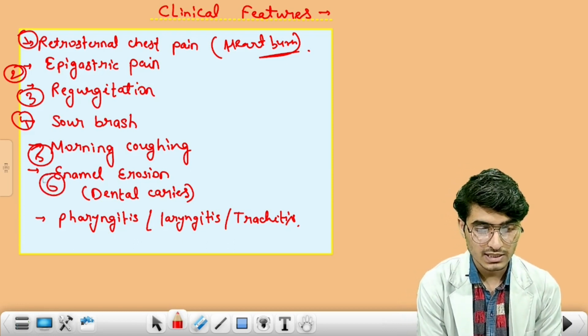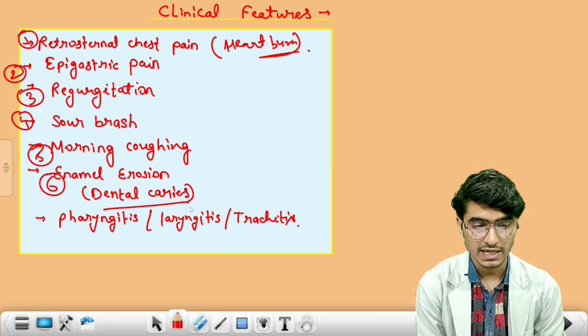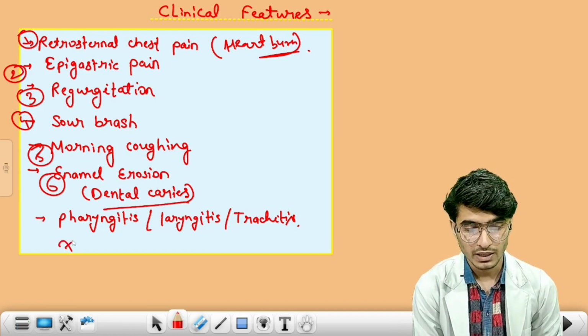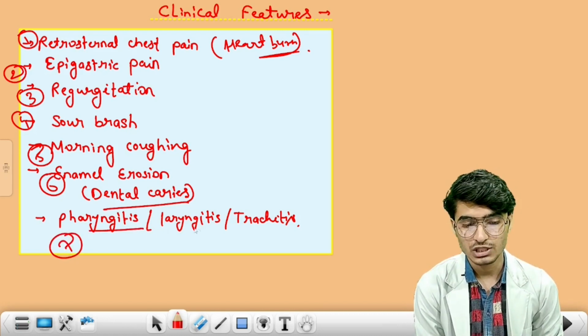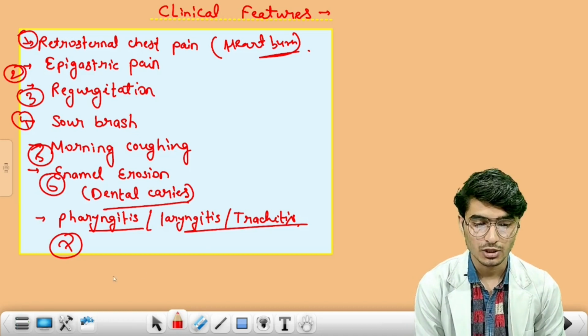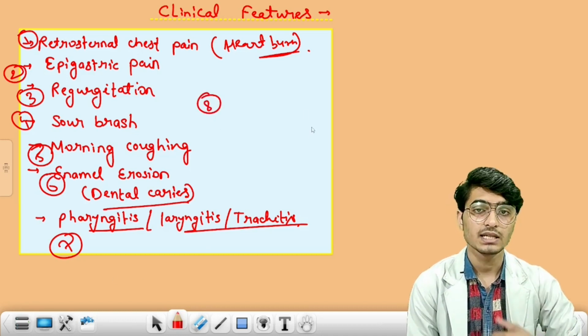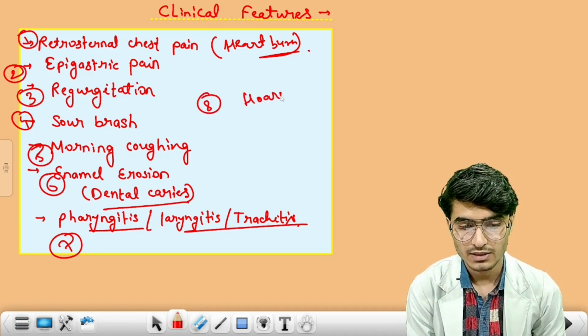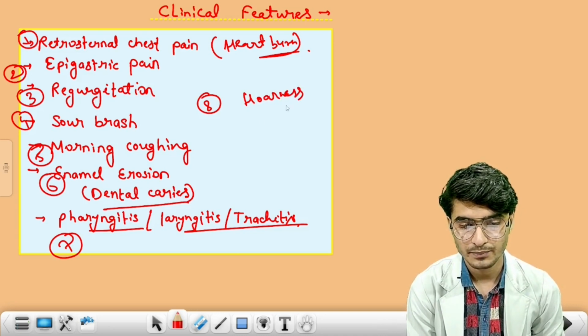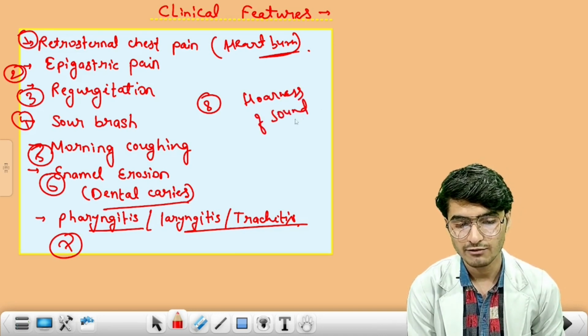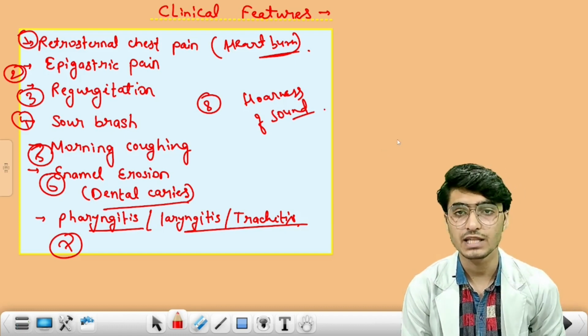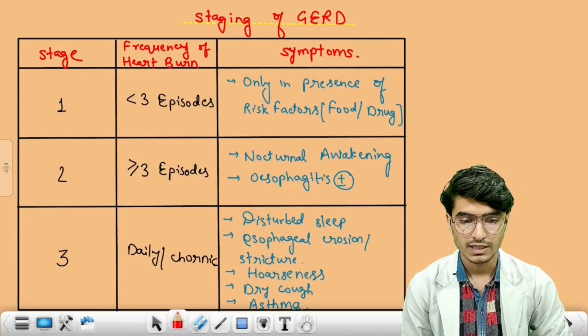Sixth one is the erosion of enamel. So dental caries are more common in the patient, followed by laryngitis, pharyngitis, and tracheitis in the patient. And the eighth feature is hoarseness. There is hoarseness of sound here, right? And it is due to the inflammation and irritation of the recurrent laryngeal nerve. So this is what the clinical features are.